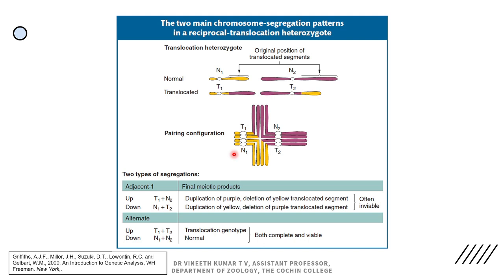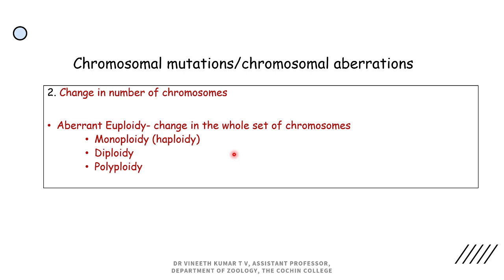So with this, we come to the end of the discussion of chromosomal mutation due to change in chromosome structure. In the next session, we'll be discussing chromosomal mutations due to change in chromosome number.